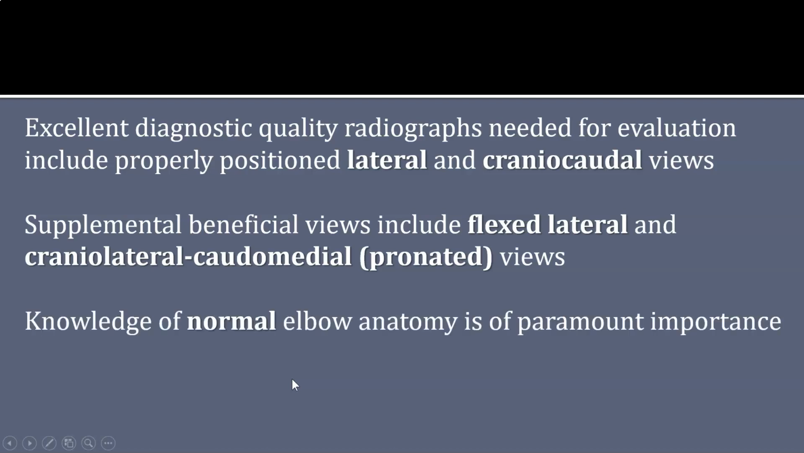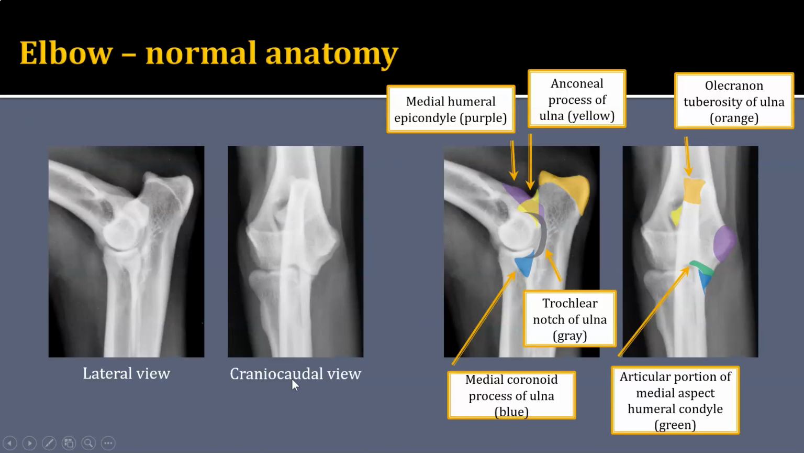Knowledge of normal elbow anatomy is going to be of paramount importance as we start to look for the abnormalities that we see with elbow dysplasia. I feel that this is really important for you to know because evaluation for causes of lameness localized to the elbow is very common in a small animal veterinary practice and likely almost as common in a mixed animal veterinary practice.